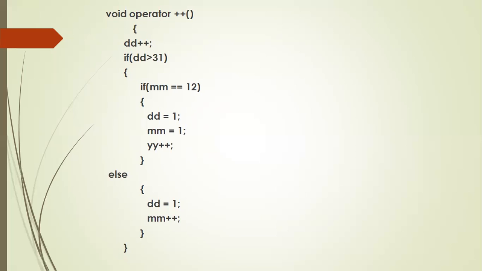You take another example. Suppose the original date is 31/7/2020. There also dd plus plus means the date becomes 32, the month is 7 only, and the year is 2020. Then, is the date greater than 31? Yes. But is the month equal to 12? No. So only the date is greater than 31 and the month is not 12. The month is 7 here. For the next date, the date should be set to 1, the month should be the next month, so the month should become 8 and the year should remain as it is. So in the else part, dd is set to 1 and month plus plus increments the month, and the else is closed.